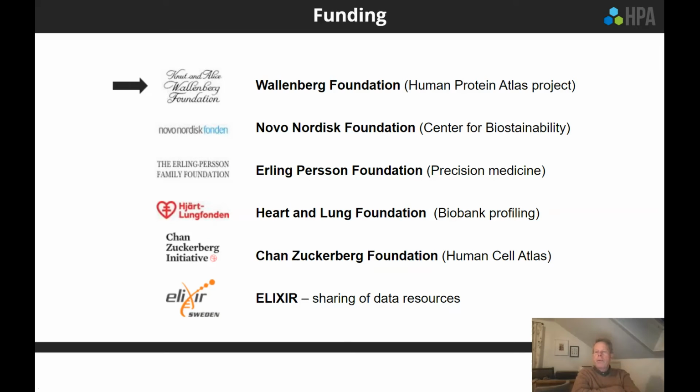So with that, I also want to say a little bit about the funding. This is funded by a non-profit foundation here in Sweden called the Wallenberg Foundation. But we also have got funding from other foundations like Novo Nordisk in Denmark, Erling Persson Foundation, the Heart and Lung Foundation here in Sweden, and actually also have funding from the Chan Zuckerberg Foundation. And we are, of course, also very proud that we're part of this EU infrastructure ELIXIR for sharing the data resources in an open access manner.